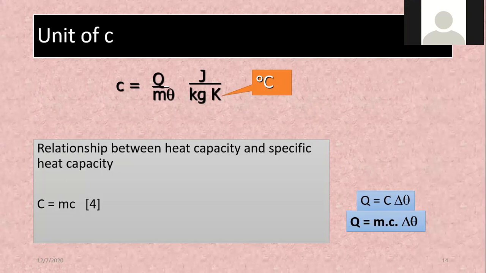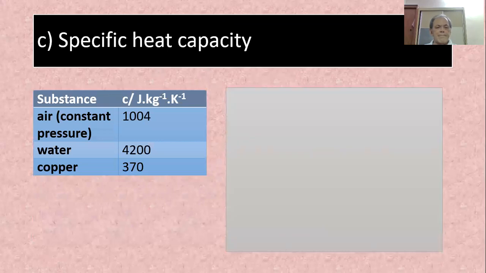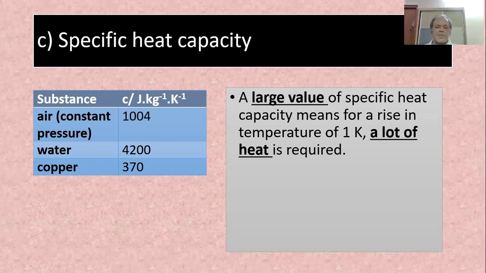Oh, so if it's the relationship between heat capacity and specific heat capacity, that's the equation. The specific heat capacity of some value is given. We can see a large value of heat capacity means for a rise in temperature of 1 Kelvin, you need a lot of heat. So if we compare copper and water, water has a very high heat capacity. It means to raise its temperature by just 1 degree, you need a lot of heat compared to copper.